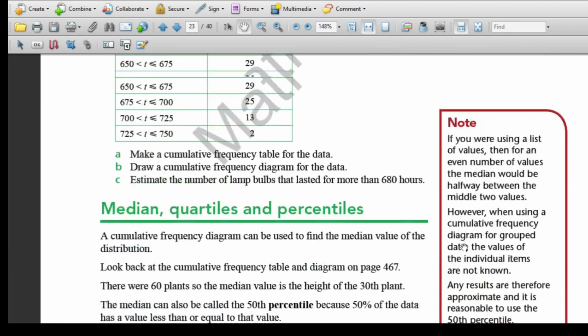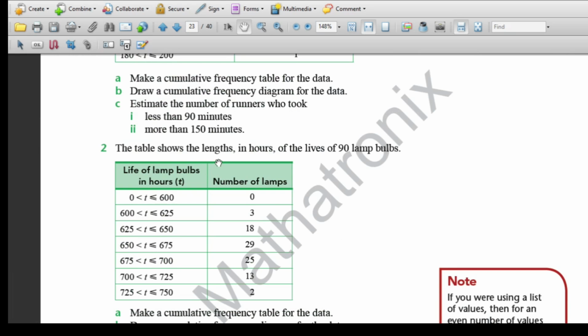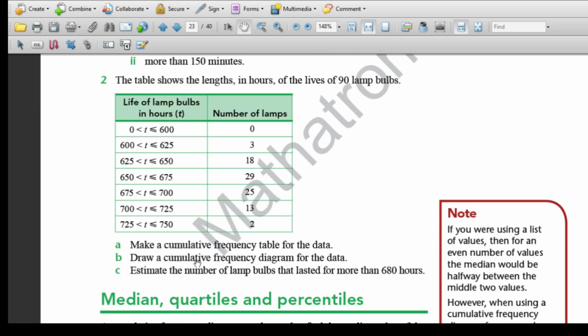The next question: the table shows the length in hours of the lives of 90 lamp bulbs. We have to draw a cumulative frequency table and then the diagram, and estimate the number of lamp bulbs that lasted for more than 680 hours.